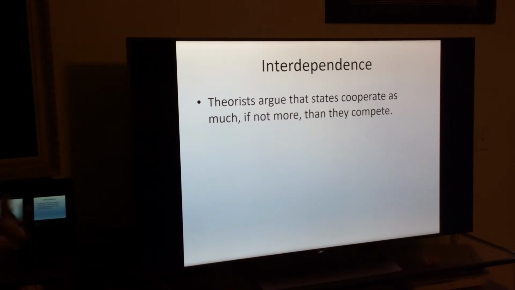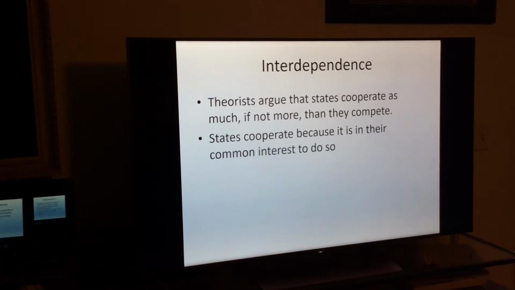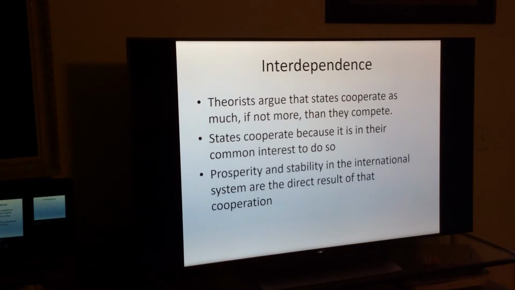China and the United States will not go to war because they work together on things. So that's what interdependence theorists look at. They cooperate because it is in their common interest to do so. We can all survive if we work together. So prosperity and stability in the international system are the direct result of that cooperation. So we will all prosper because we're working together.